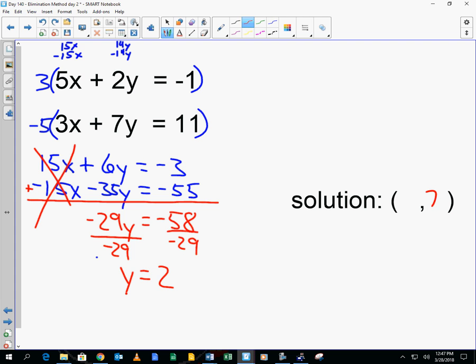Very good. In order to solve for x, what do I do with that y value of 2? I plug it back in. Would you like to plug in the top or the bottom? The top, I have 5x plus, what is 2 times 2? 4 is equal to negative 1. How do I solve? 5x is equal to negative 5. Divide by 5. X is? Very good.